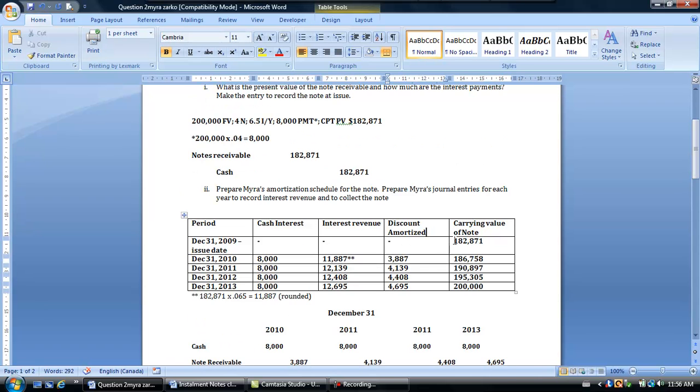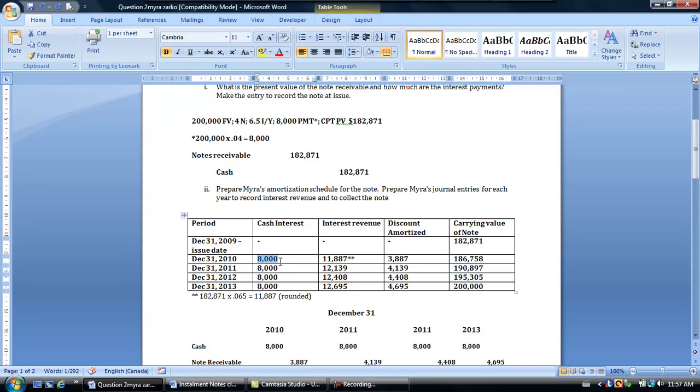What we see here is we're going to use the carrying value of the note times our 0.065 rate, which is 6.5%, in order to calculate the interest revenue for the entire 2010 period. Now don't forget, the carrying value, or the present value of the note at the end of December 2009, is the same as the present value of the note at January 1st, 2010. So we're going to use that opening present value, or carrying value of the note, to calculate interest revenue for the entire 2010 period.